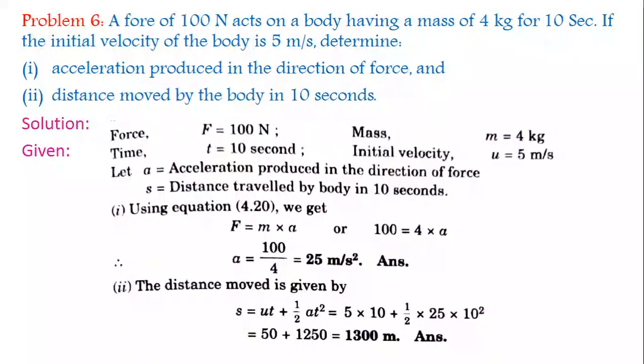Using the motion law, the distance moved is given by s equals ut plus half at square. Here the initial velocity u is 5 meter per second, t equals 10 seconds, and a, the acceleration, is 25 meter per second square. Apply all the values into this equation and solve, and we will get a distance of 1300 meter. In 10 seconds the object moved 1300 meter.